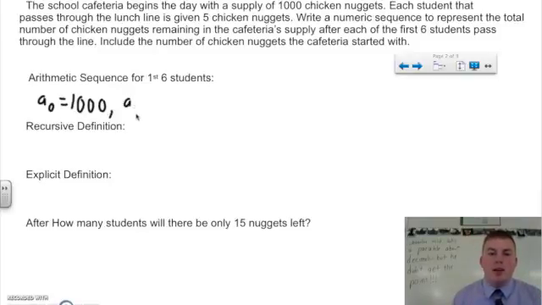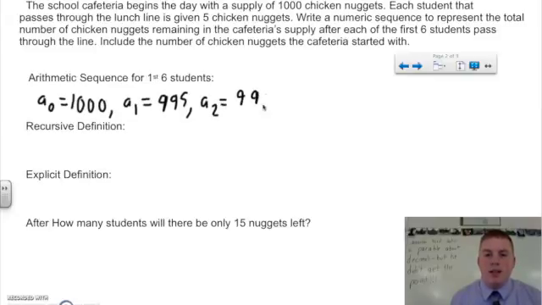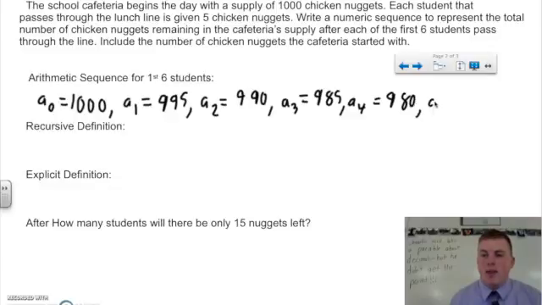Now we can move to a sub 1, which would be after one student has gone through the line. So after one student has gone through the line, they've taken 5 nuggets away, so we now have 995. After 2 students have gone through the line, we're going to have 990. And this pattern is going to continue. When we have 3, we would have 985. After 4, we would have 980. After 5, we would have 975. And finally, after 6 students, we would have 970.